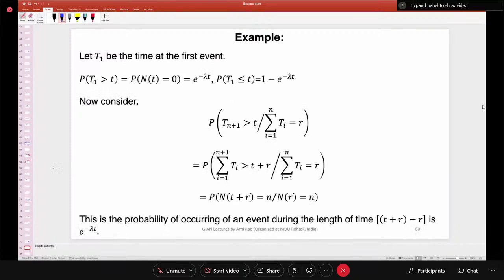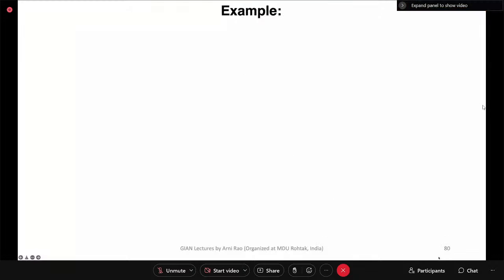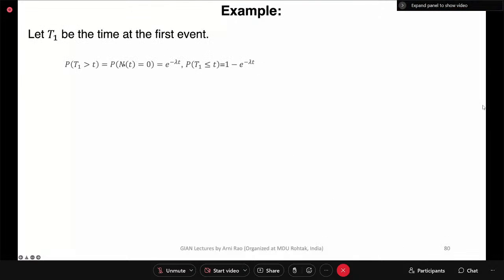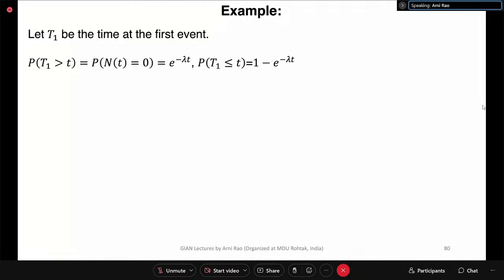If you see an example, for T1 be the interval. We discussed already several times this particular example of counting process. The probability that T1 is greater than t is nothing but the probability that N(t) equals 0.